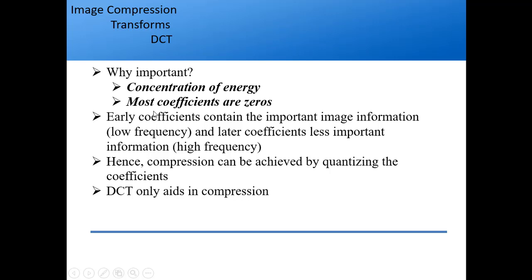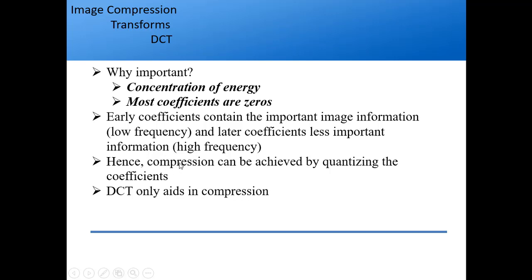If you observe, most of the coefficients you get using DCT are 0. So if you have 0, you don't have to transmit anything, right? And the concentration of energy is only in one or some of the coefficients. Since you don't have to transmit these zeros, you have to transmit only these concentrated numbers, so you are achieving compression. That is the heart of DCT. And the most important part is that the early coefficients, to the left side of the matrix, contain the important image information, and the later coefficients contain the less important image information. These are correspondingly called low frequency and high frequency.